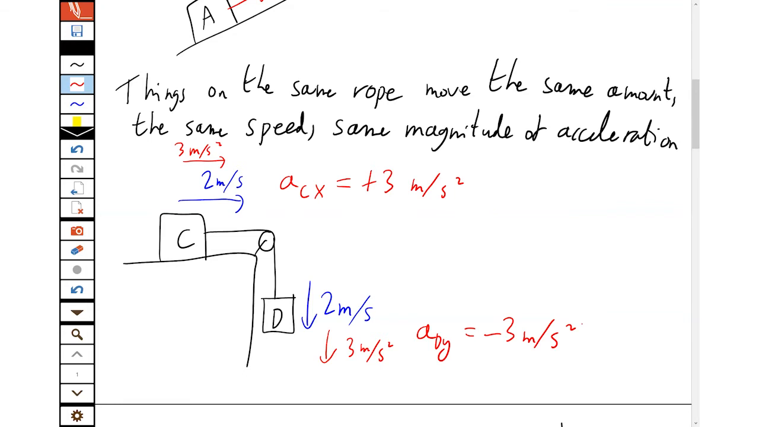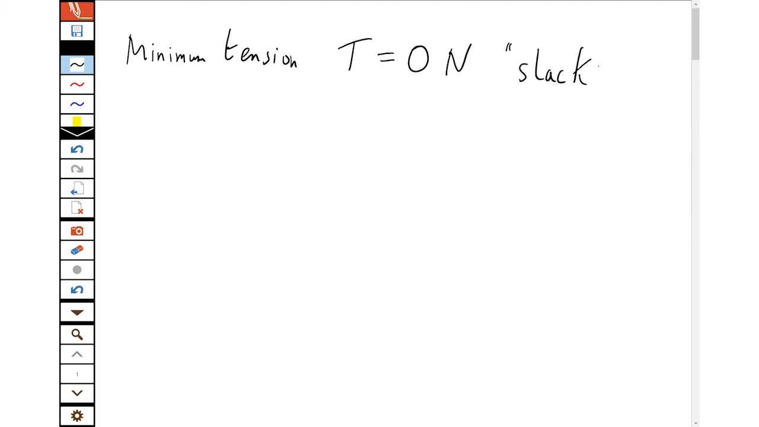Other condition about tension, the minimum tension in a rope or anything is 0 newtons. And this is often called the rope going slack, or it's about to go slack. So the tension can never be negative, because then you'd be pushing things instead, and then you don't have a rope, you just have a stick, which is different.